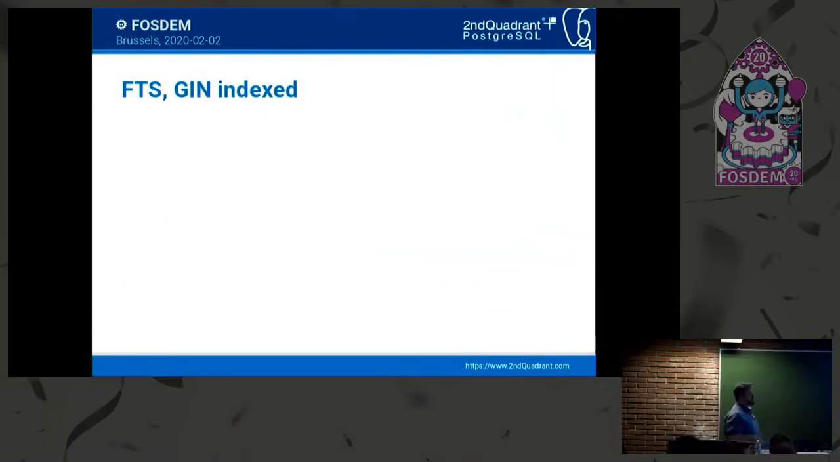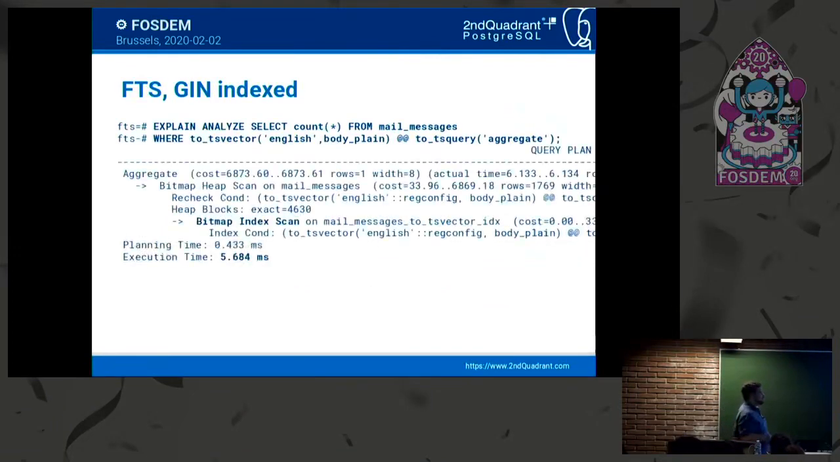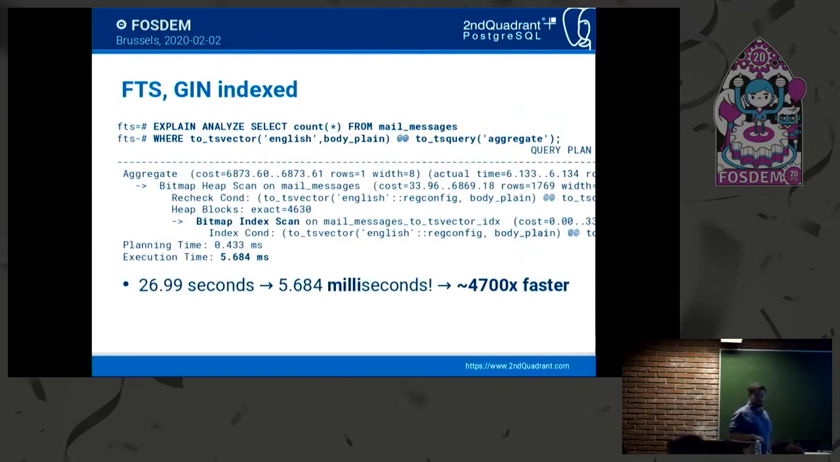Let's use GIN instead. So explain, analyze again. 5.6, whoa, milliseconds, not seconds here. So we're seeing a significant difference here. It uses a bitmap index scan of our indexed column, and it's approximately 4,700 times faster than not using an index. So you know you're doing something right when you're getting things that are less than a millisecond.